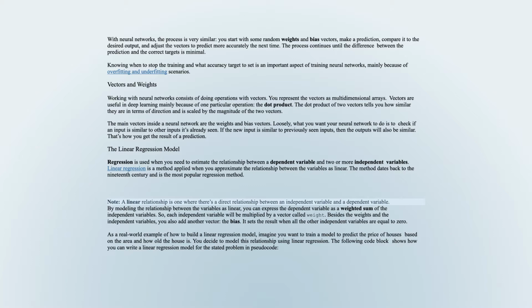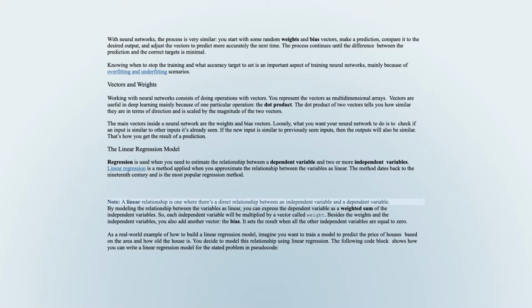By modeling the relationship between the variables as linear, you can express the dependent variable as a weighted sum of the independent variables. So, each independent variable will be multiplied by a vector called weight. Besides the weights and the independent variables, you also add another vector, the bias. It sets the result when all the other independent variables are equal to 0.